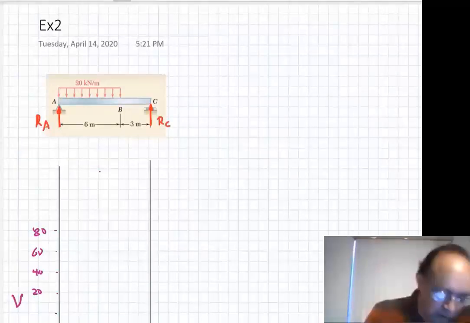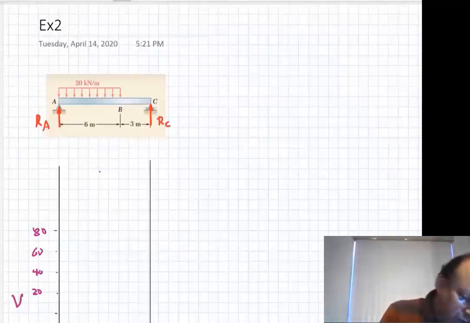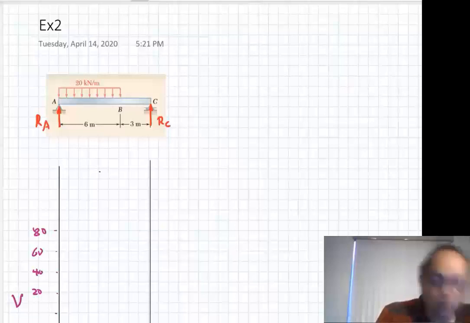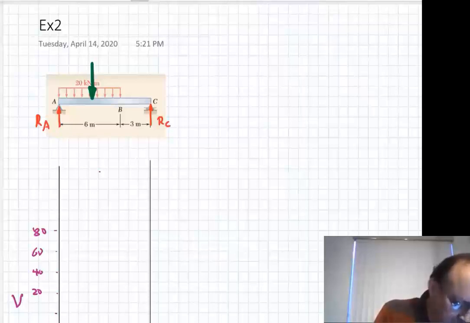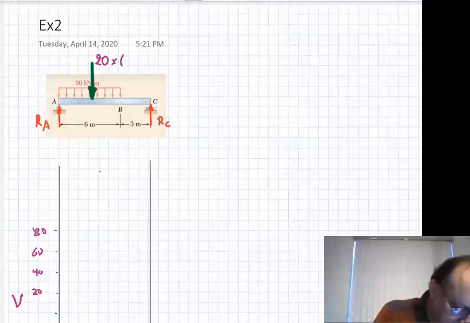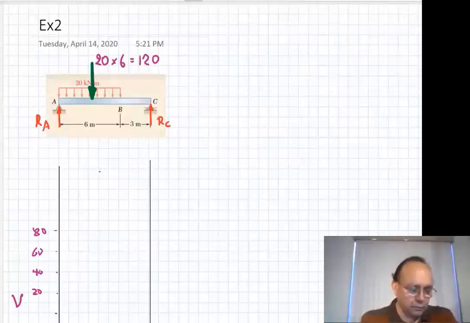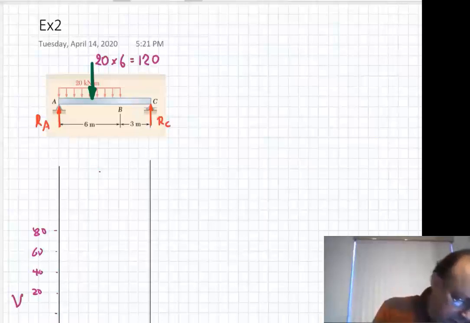In order to find the reactions, we need to replace this 20 kilonewton per meter distributed load by a concentrated equivalent load that will be right in the middle. It will be something like this, and it will have a magnitude of 20 times 6, right? 120. So let's go for the reactions then.